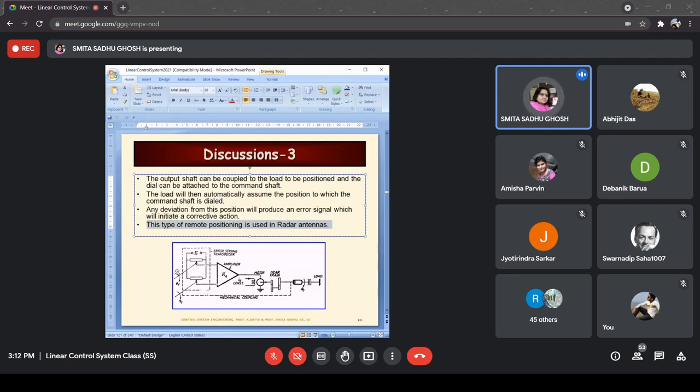So you dial in 55 degrees over here, and then you have to wait, and if the system is fast enough, your radar antenna is going to point towards the target. Now let us say that the target is a moving target, and it has shifted from 55 degrees to the 62 degree position. So again, the operator will make a change in the command shaft position, and accordingly the load shaft will follow, right? So this is, of course, a very basic system that I tried to describe.